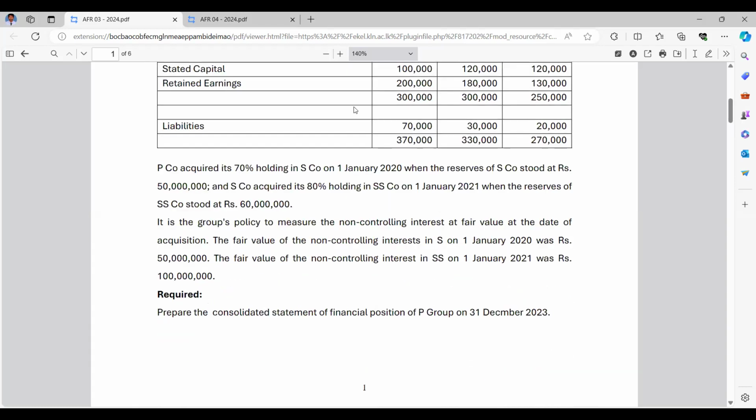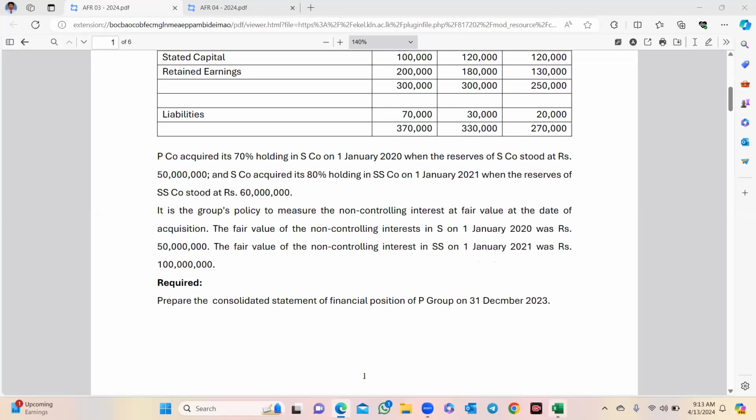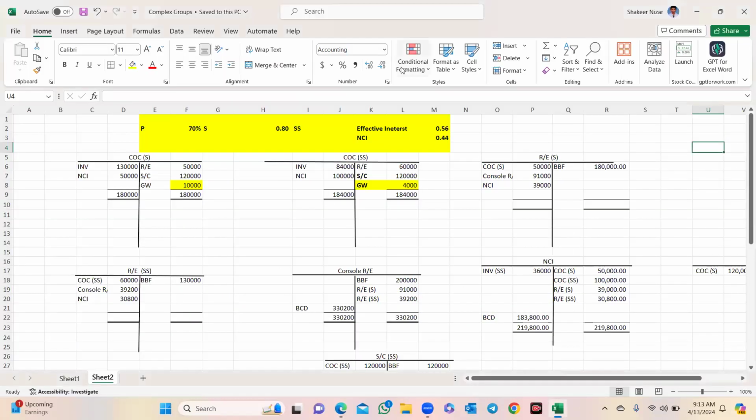Firstly, we want to sketch a diagram for the group structure. I think the Excel is visible to you all. P acquired 70% of S and S acquired 80% of SS. So the effective interest in SS from the perspective of parent is 70% into 80%, that is 56%. The remaining 44% goes to the NCI shareholders.